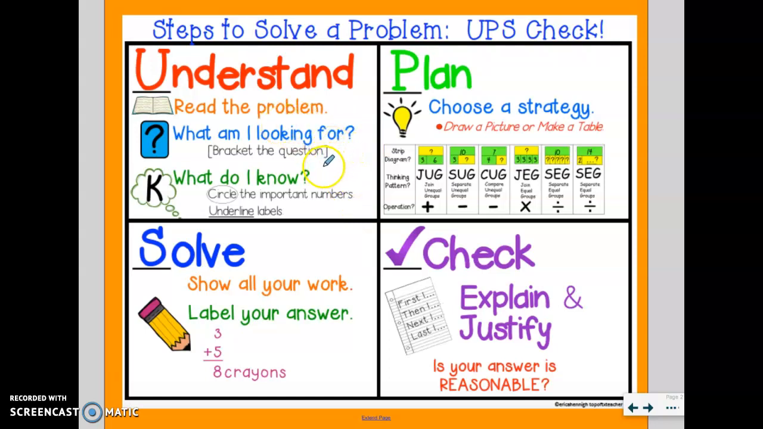You're going to put a bracket around your question, you're going to circle important numbers, and you're going to underline labels. Then you have to have a plan. You're going to choose a strategy and an operation. Are you going to add, subtract, multiply, divide? What are you going to do to solve the problem? Then, of course, you're going to solve the problem and show all of your work. And then you need to check over, make sure your answer looks correct and that it's reasonable.